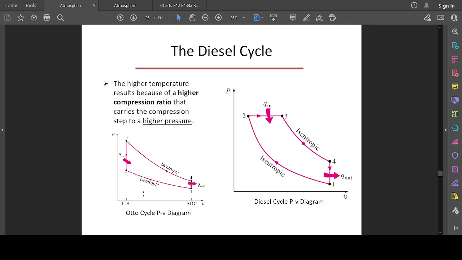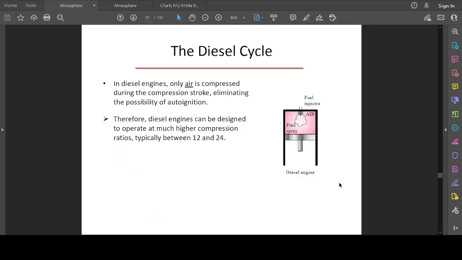In spark ignition, the heat is added to the fuel air mixture by the spark plug, which initiates the explosion. But in the diesel system, there is a constant compression that occurs at a constant pressure to allow the auto ignition process to occur. So in the diesel engine, only air is compressed during the compression stroke, eliminating the possibility of auto ignition.